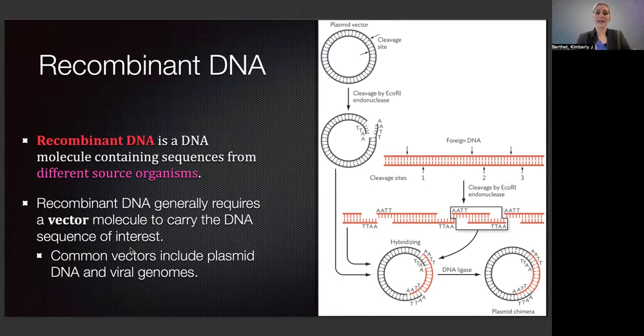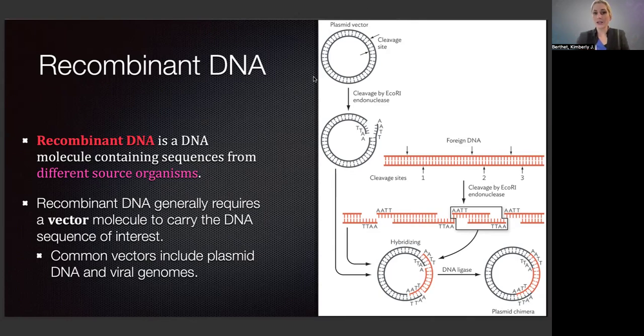So let's go ahead and look at recombinant DNA. Recombinant DNA is a combination of DNA from different source organisms. So maybe we have DNA from E. coli, DNA from humans mixed together. So we can mix DNA together. So this is part of genetic modification.